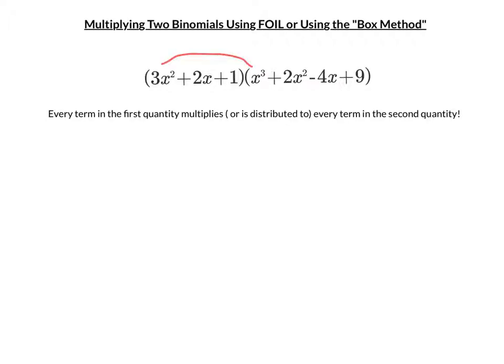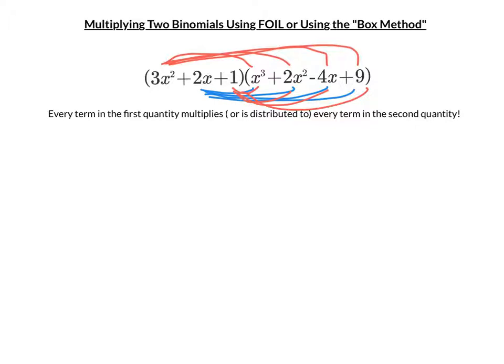So we multiply the 3x squared by that term, by that term, and by that term. Then it would be the 2x's term. So the 2x would get distributed to all four terms, and then it would be the 1's turn to be distributed to all four terms. As you can see, that looks like quite a mess. We would have 1, 2, 3, 4, 5, 6, 7, 8, 9, 10, 11, 12 different terms, and then we'd have to collect like terms.